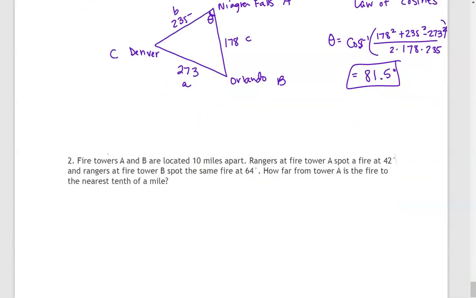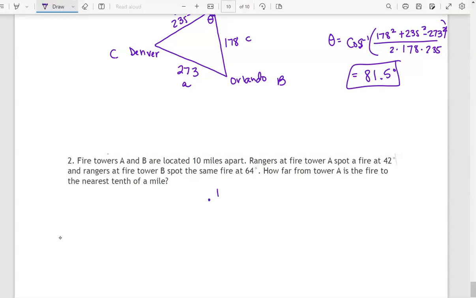So our next one, we have Fire Tower A and B located 10 miles apart. Rangers at Fire Tower A spot a fire at 42 degrees, and rangers at Fire Tower B spot the same fire at 64 degrees. How far from Tower A is the fire to the nearest 1/10 of a mile? All right, so here's our fire.